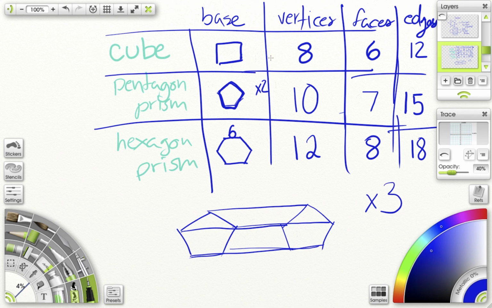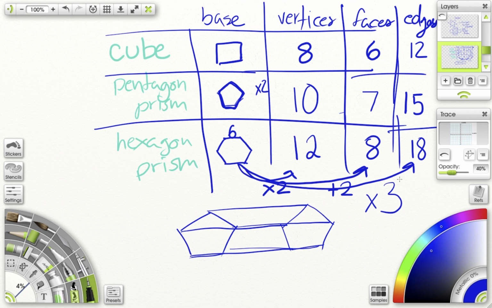Okay, so I'm going to quickly go over these rules. Vertices, number of sides times 2. For faces, it's the number of sides plus 2. So faces is plus 2, vertices is times 2. For number of edges, it is the number of sides times 3. Edges is times 3, faces is plus 2, vertices is times 2. And that's the rules for prisms.